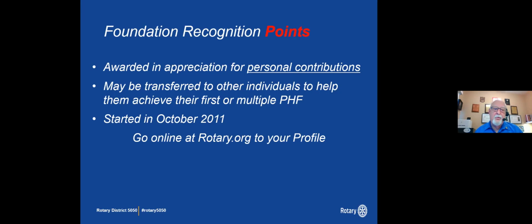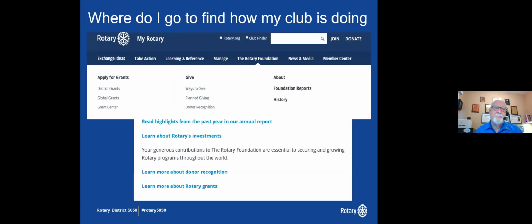Again, they go online at Rotary.org and to your profile, and they'll be able to at least find all that stuff. Okay. Where do you go now to find how your club is doing? Again, you go to the Rotary.org, go to My Rotary, go to the Rotary Foundation.